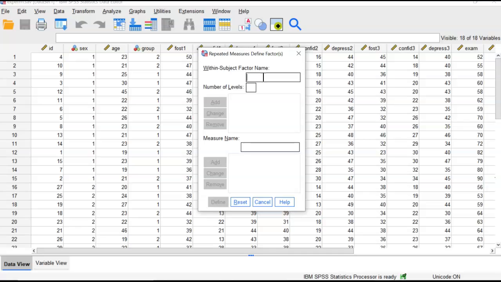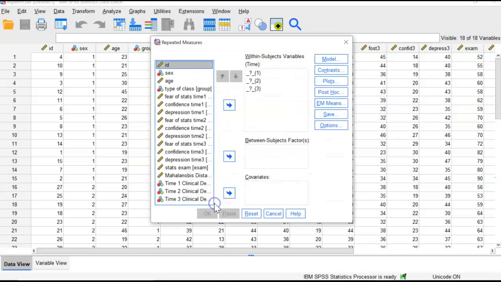So I'm going to replace this word factor 1. In fact, you don't have to replace it, but let's just call it time, because we're measuring fear of statistics at 3 time intervals, time 1, time 2, and time 3. So we have 3 levels of that variable. And then you have to click Add, and then you can move on. So then you click Define.